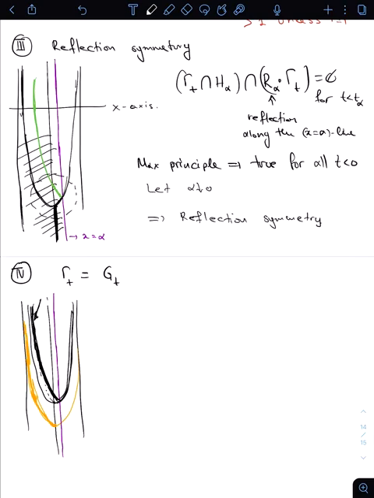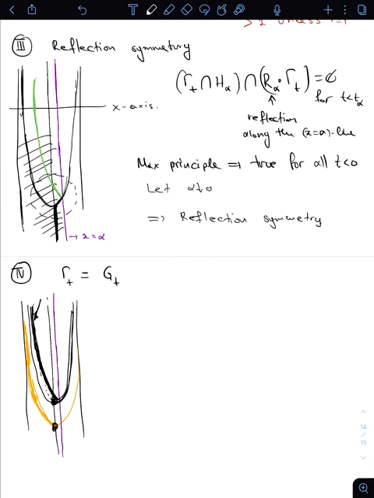Okay, now to be able to do this, we have to control how these two tips move. And as long as we can say that they stay apart, then we can do the same trick as we did before with the reflection symmetry and contradict the maximum principle. So all we need to do is check how these 2 points move.